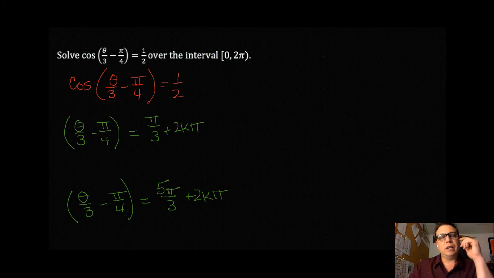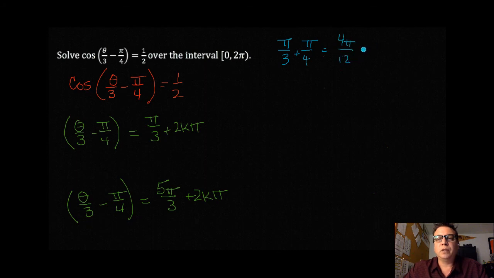All right, so now I need to solve this. I've got to add pi over 4 to both sides. So I'm going to do a little arithmetic over here on the side. I've got pi divided by 3 plus pi divided by 4. And I need common denominators. So that's going to be 12. So I get 4 pi divided by 12 plus 3 pi divided by 12 is going to equal 7 pi divided by 12. Because what I did is I added pi over 4 to both sides.